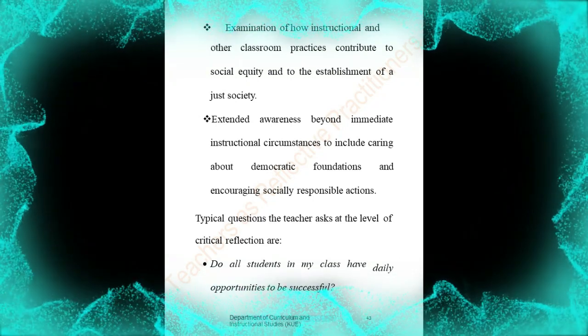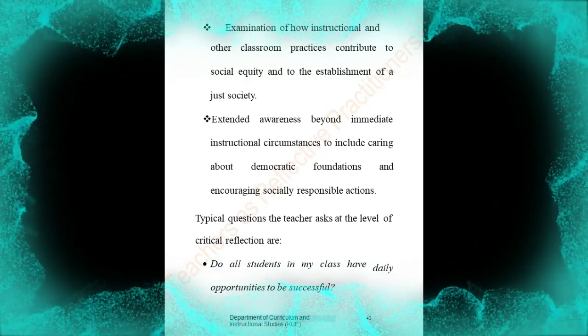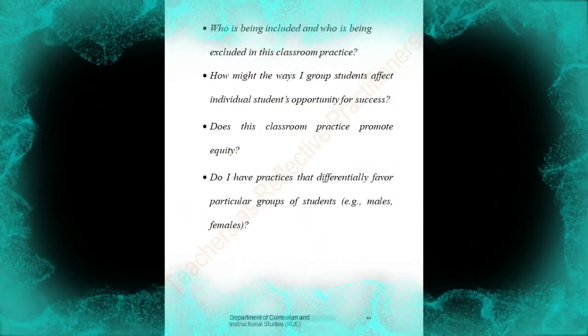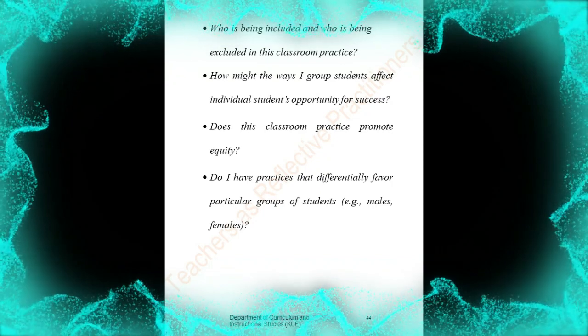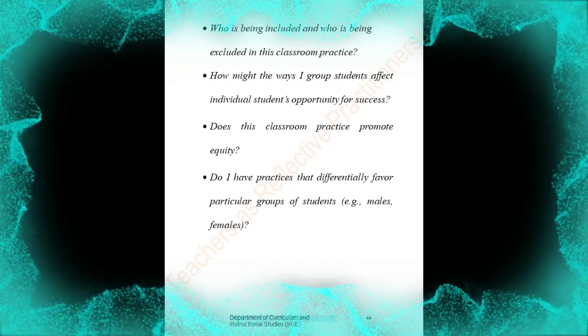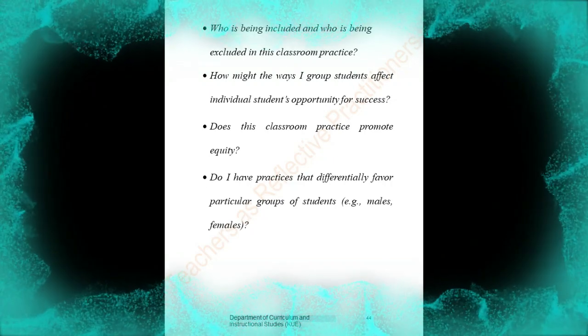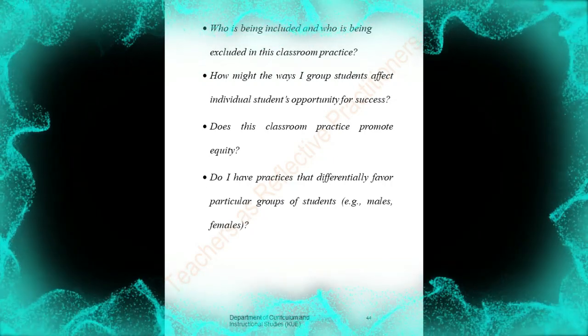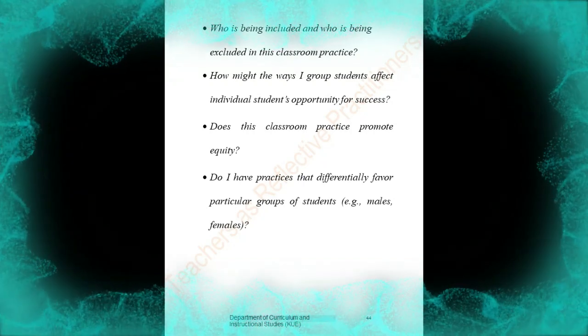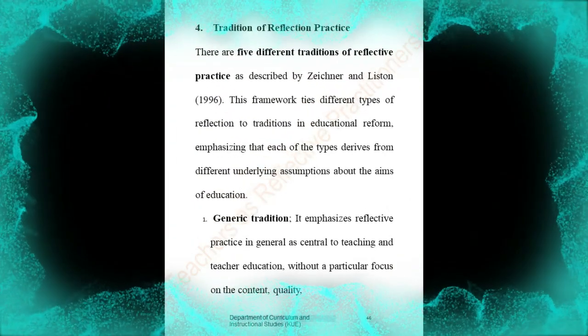Typical questions the teacher asks at the level of critical reflection are, "Do all students in my class have daily opportunities to be successful? Who is being included and who is being excluded in this classroom practice? How might the ways I group students affect individual students' opportunity for success? Does this classroom practice promote equity? Do I have practices that differentially favor particular groups of students, for example, males, females?" Figure 3: Levels of reflective practice.